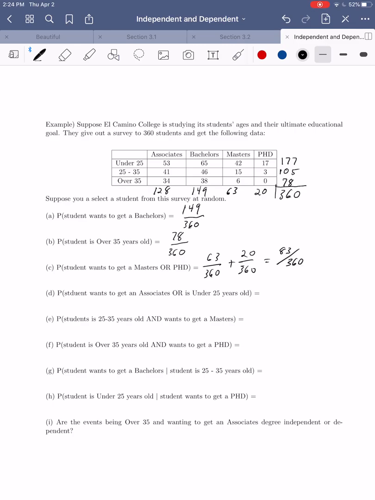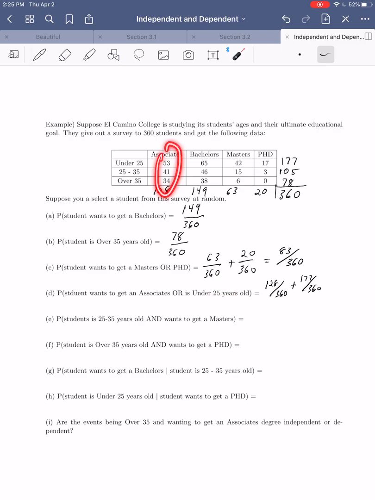All right. Let's try this one. We want the student who wants to either get an associate's or is under 25. So associate's, well, that would be that 128 there. So we take 128 out of 360, and we're going to add to that the people who were under 25. So that was 177. But we do need to consider, were there any people who were double counted? In other words, was there any overlap between an associate's and under 25?